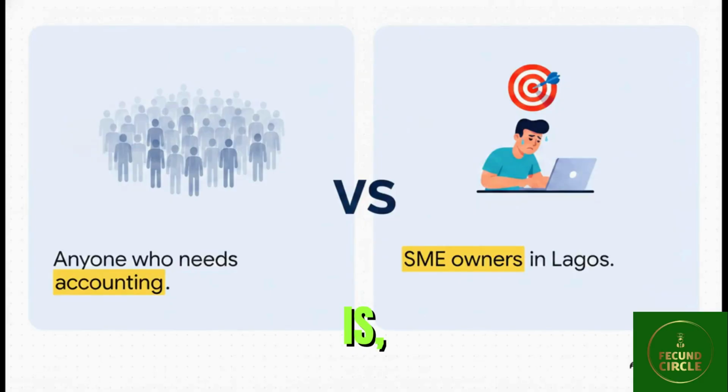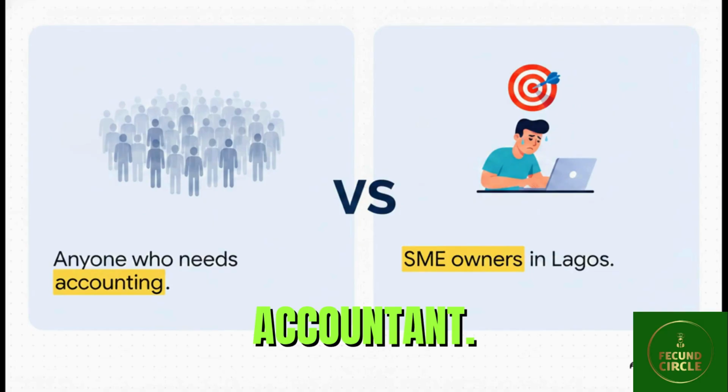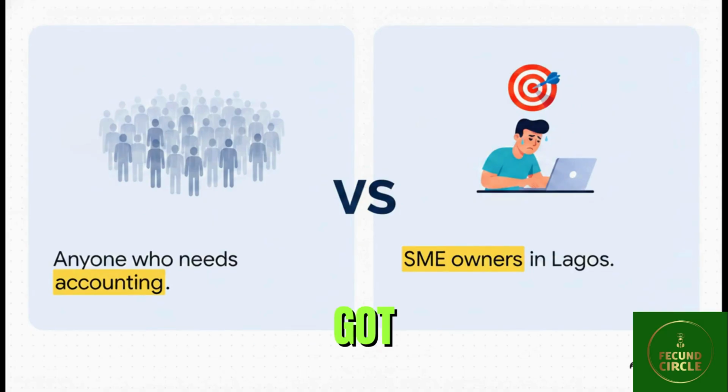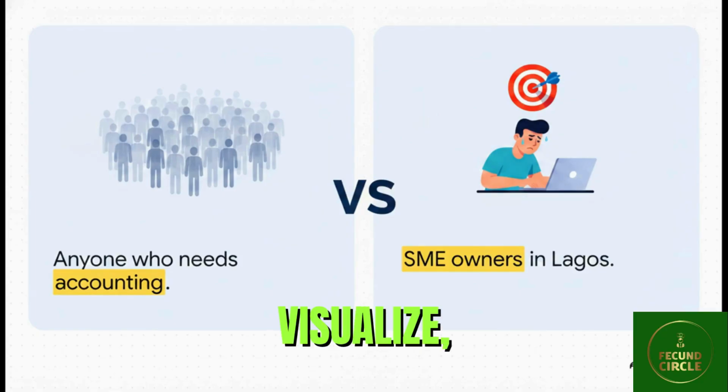The difference this makes is, honestly, night and day. If you're vague with your prompting, you'll get a super generic output, something like, anyone who needs accounting. Nobody engages with that. But let's look at Kemi, a real freelance accountant. She used our specific prompt and got this. Busy SME owners in Lagos who dread doing their own books. Now that is an audience you can actually visualize, target, and speak to directly, right?